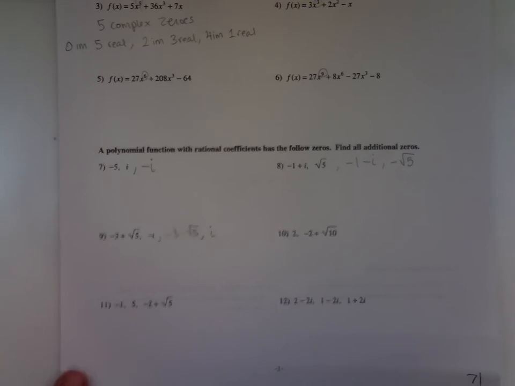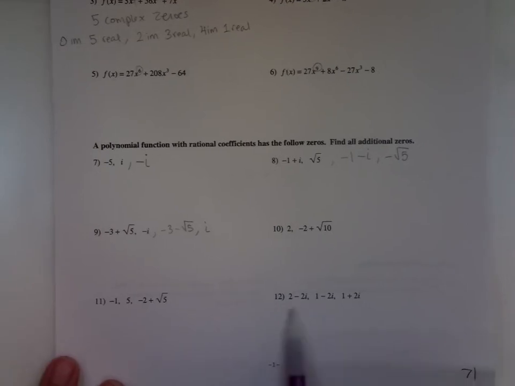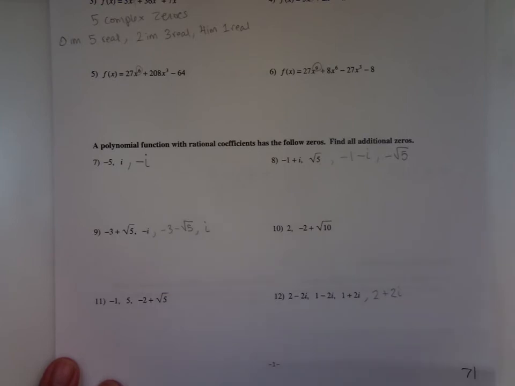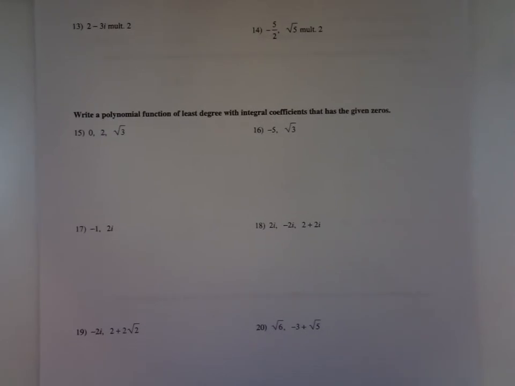If we look at number 12, if 2 minus 2i is a 0, then 2 plus 2i must also be a 0. If 1 minus 2i is a 0, then 1 plus 2i is also a 0. The conjugate pair was given to us, so there's nothing else we need to do with that. All right. Next, write a polynomial function of least degree with integral coefficients that has the given zeros.